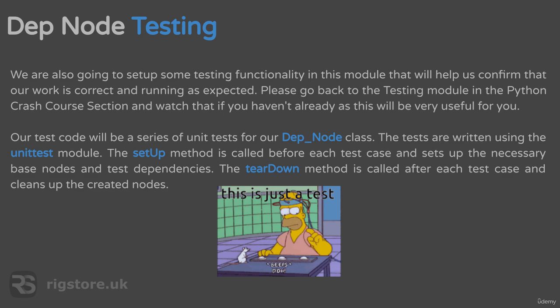Our test code is going to be a series of unit tests for our dep node class. The tests are going to be written using the unittest module, which again comes as default with Python. The setUp method is going to be called within each class, which is going to set up the necessary base nodes and test dependencies. And then we are going to use the tearDown method, which will be called after each test case, which then cleans up the nodes in our scene and allows us to test everything that we need.